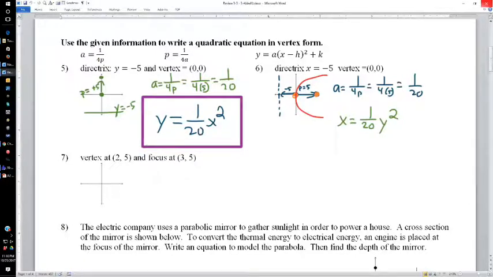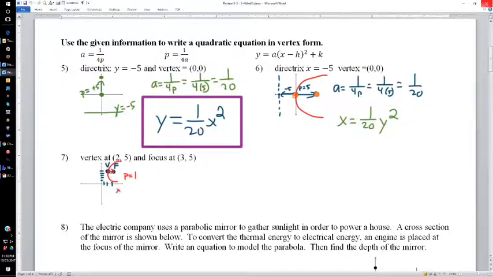Last but not least, the vertex is at 2, 5, and the focus is at 3, 5. Okay, so let's just, I got 1, 2, 3, 4, 5. That's 2, 5, that's my vertex. My focus is at 3, 5. So we went 1 unit to the right in order to find that. So therefore, that's the positive direction. So P equals 1. And since it's going to the right, we're opening to the right.